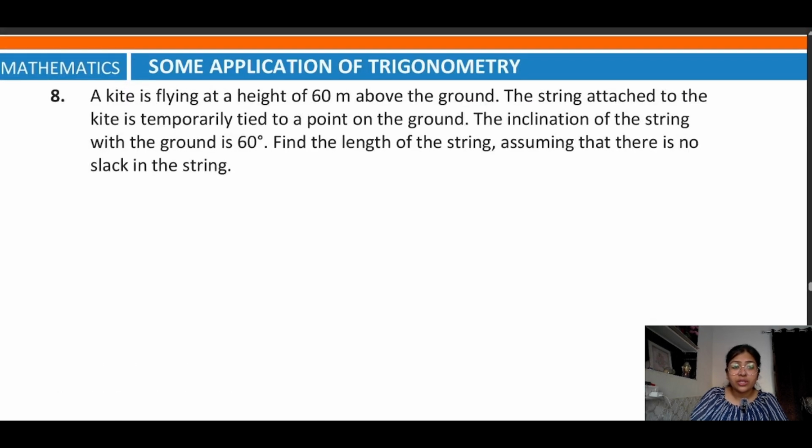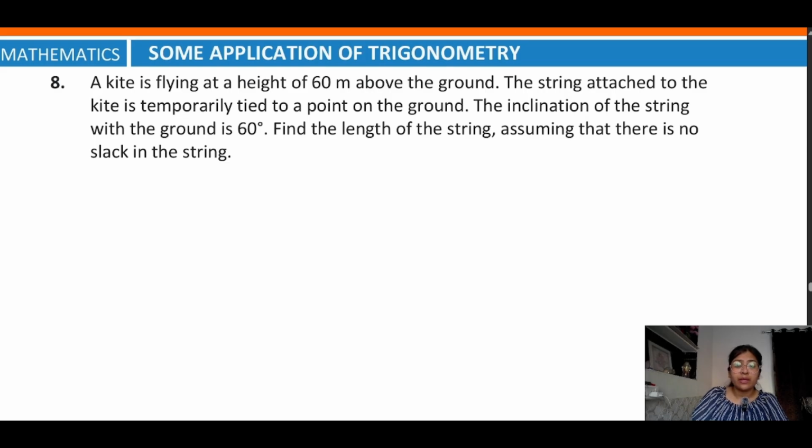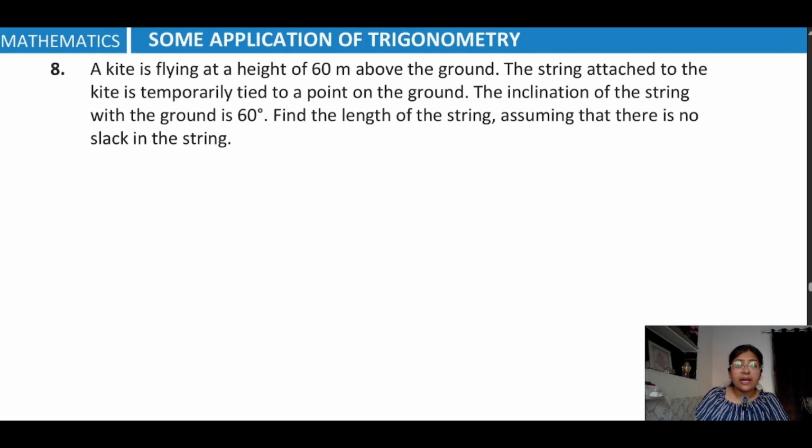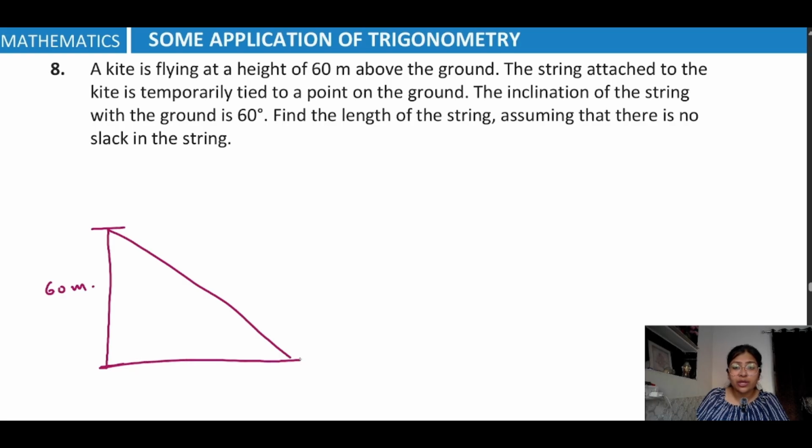The next question is this. A kite is flying at a height of 60 meter above the ground. The string is temporarily tied to a point on the ground. The inclination of the string is 60 degree. Find the length of the string, assuming that there is no slack in the string.